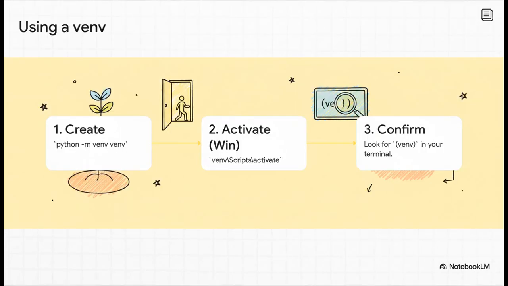You run one command to create the environment, another one to turn it on, or activate it. And once you see that little venv pop up in your terminal prompt, that's it. You're in your own private, safe little bubble, ready to code without breaking anything.